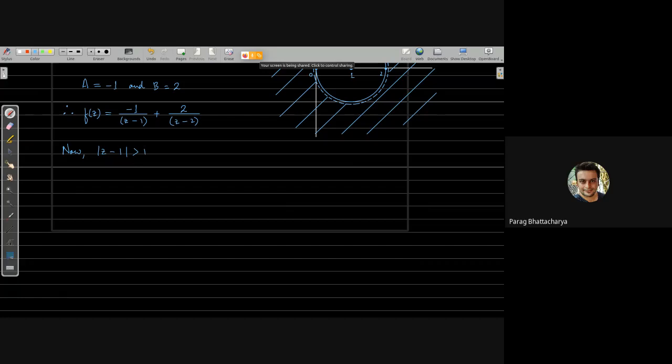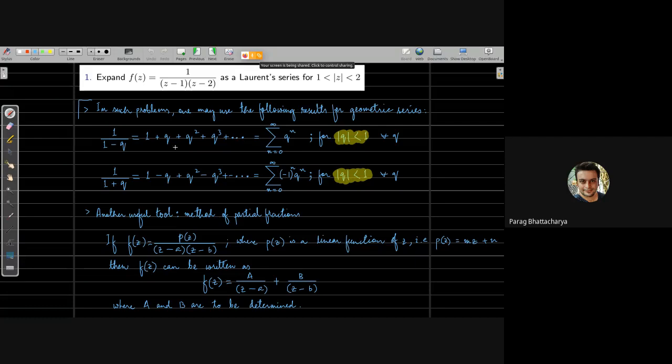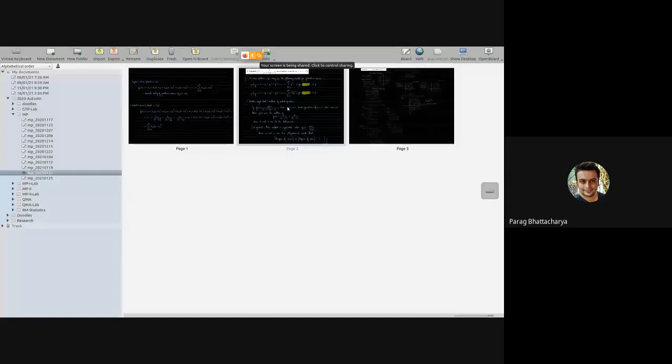I would like to use here the expansion for the geometric series, which was here. Either of these two results. Either this result or this result, this is what I would like to use here. Let me take both of these. So either of these two results I would like to use in the problem over here.